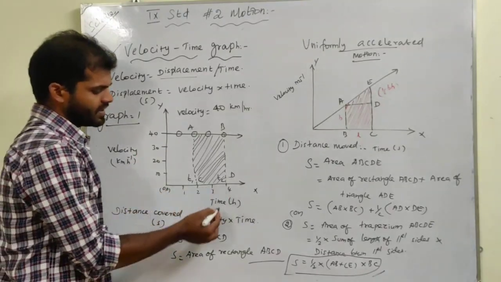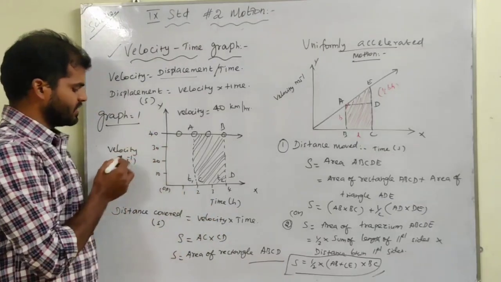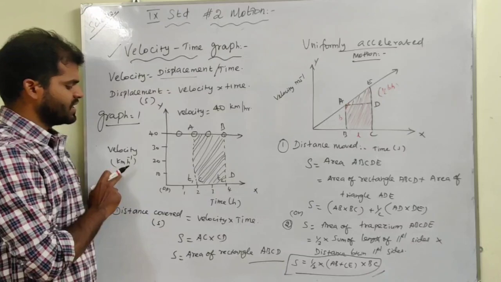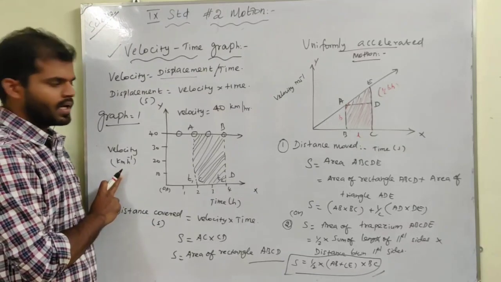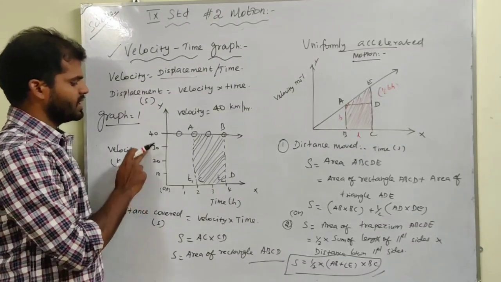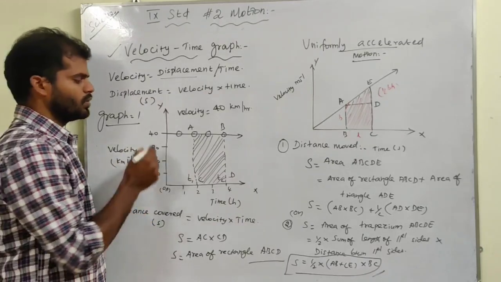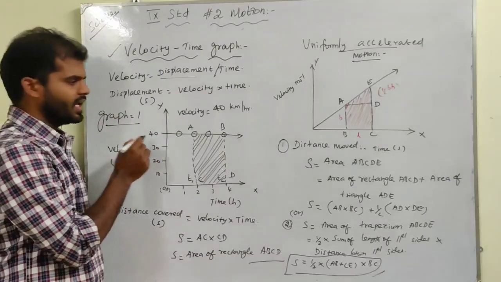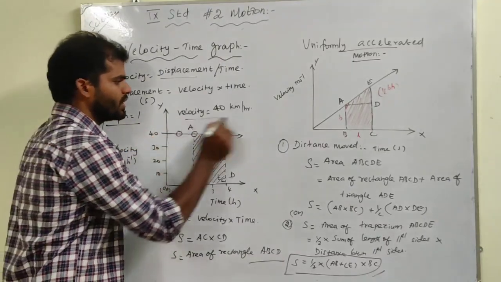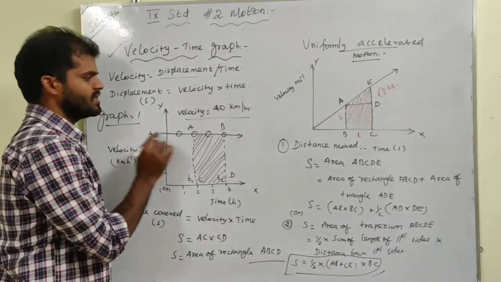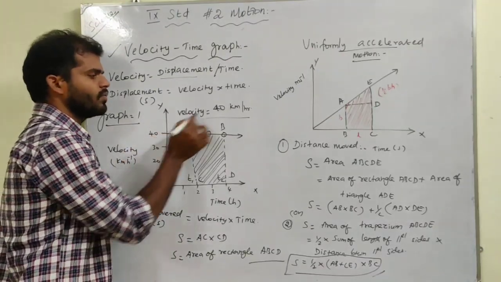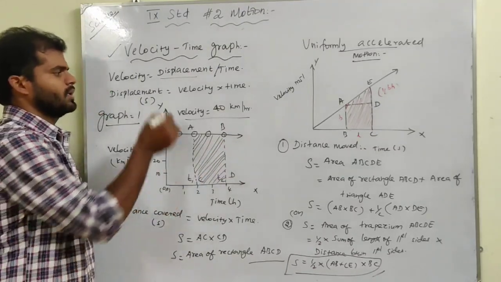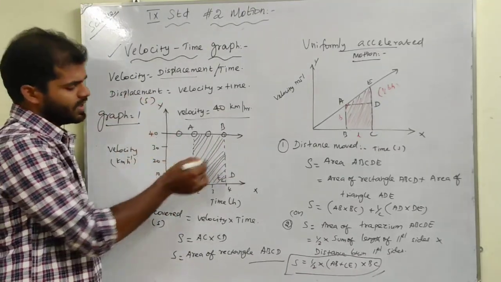On the x-axis time is taken and on the y-axis velocity is taken. Time is taken in hours, and velocity in kilometers per hour. Okay, so 10, 20, 30, 40. Now look at the graph: the velocity is 40 km per hour. If that constant velocity is maintained, that is 40 km per hour, then when I draw the diagram, I can find out the displacement of the car.